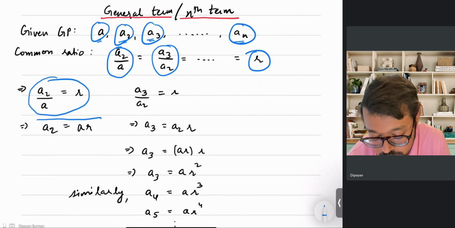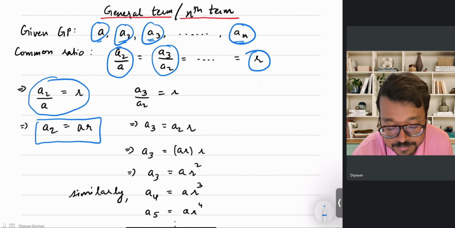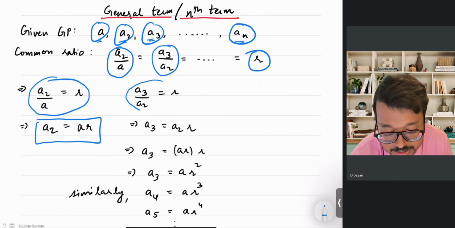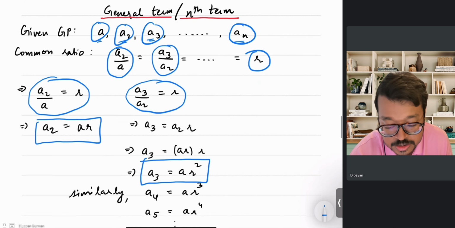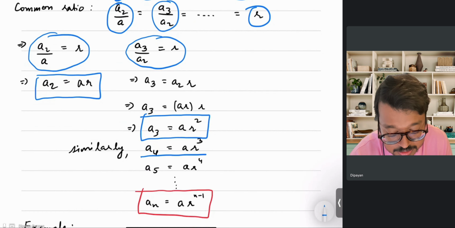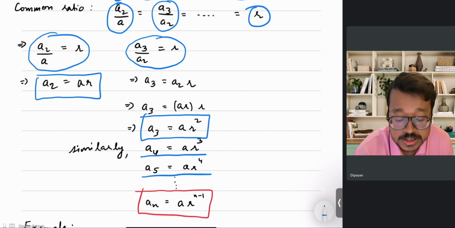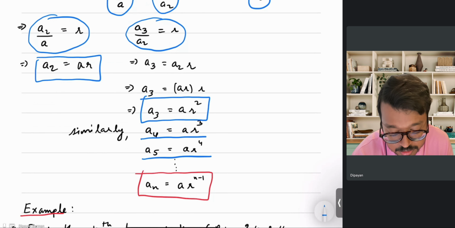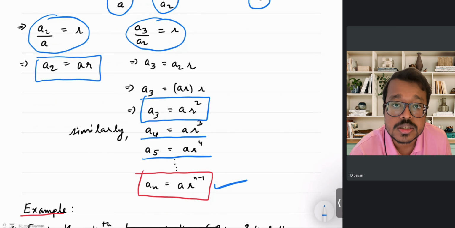So if I take the second term by first term, A2 by A1 is equal to R, then the second term A2 can be written as A1 R. A1 is the first term. So if I multiply the common ratio to the first term, we get the second term. And in a similar way, the third term is equal to A1 R square. So the second term is A1 R, third term is A1 R square, fourth term is A1 R cube, fifth term is A1 R to the power 4. So if I extend it, in general, any nth term, An will be equal to A1 multiplied by R to the power n minus 1. So this is the nth term or the general term of a GP.